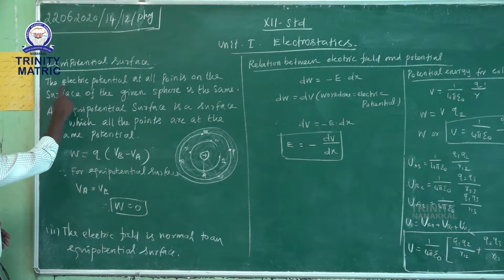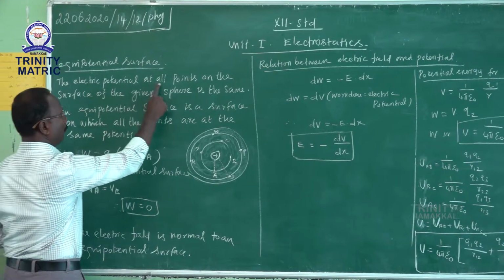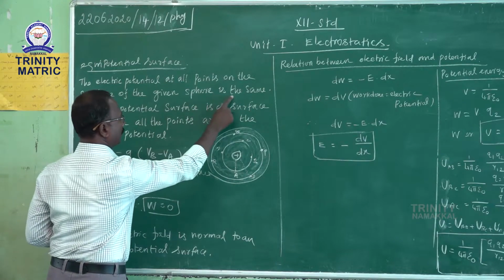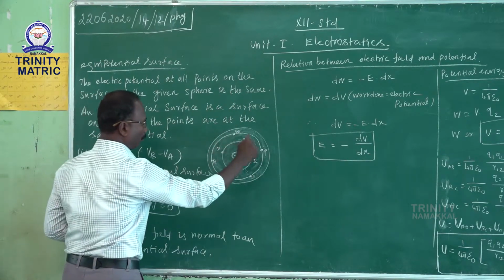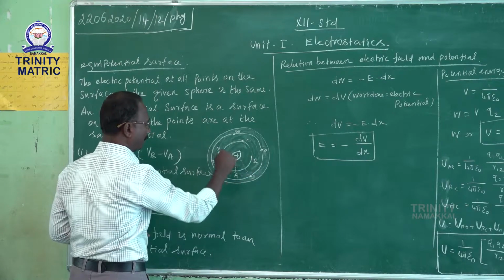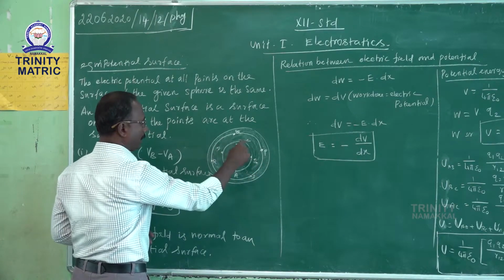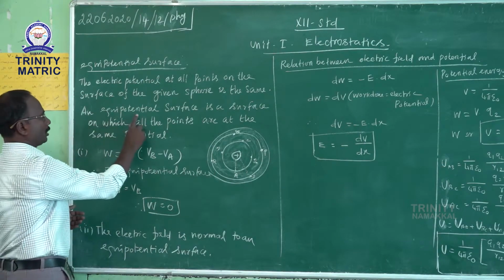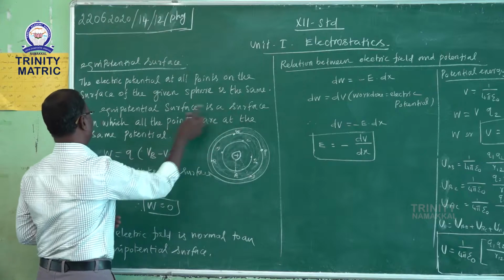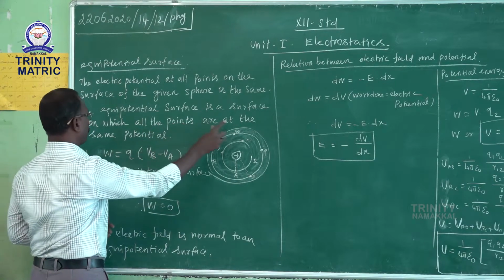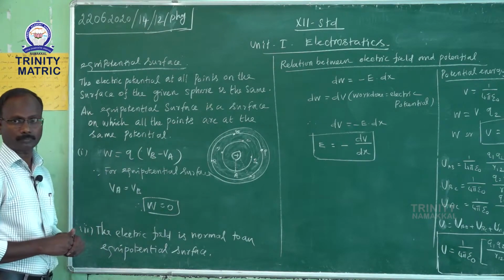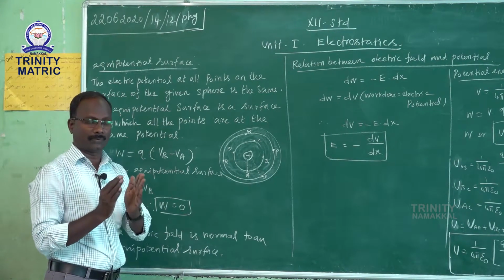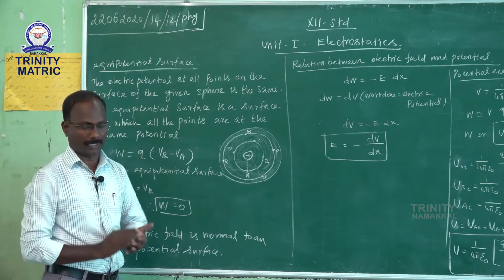See here, the electric potential at all points on the surface of the given sphere is the same. So all points on the surface A, B, C, D in the sphere have the same electric potential. An equipotential surface is a surface on which all the points are at the same potential. So if any surface has the same electric potential, then the surface is called an equipotential surface.